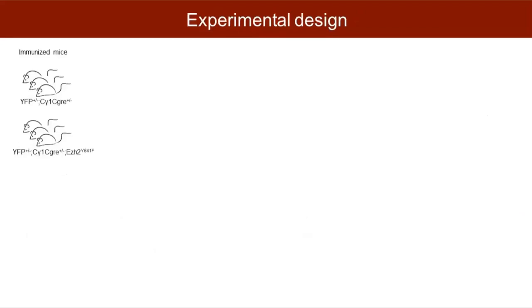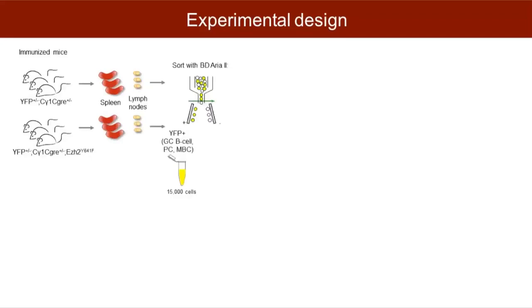Okay, so our experimental plan. We immunized 3 wild-type and 3 mutant EZH2 mice to allow germinal center formation. We then took spleens and lymph nodes, and we sorted YFP positive cells, which includes germinal center B cells, memory B cells, and plasma cells. We decided to use the YFP Cre reporter system to avoid the sorting based on specific surface markers of predefined populations. I want to clarify that we didn't do ABseq for this project.